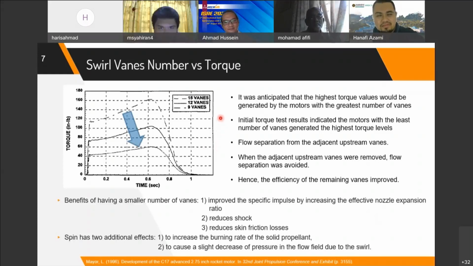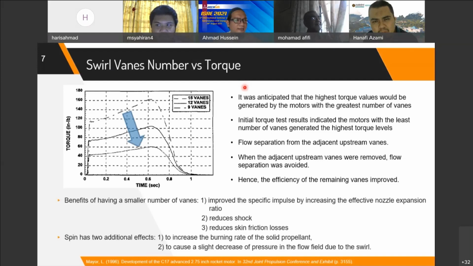Hello, Assalamualaikum. Hello. Assalamualaikum. Yes. Waalaikumsalam. Can I ask one question? Yes. Will the vane increase the drag of the rocket?